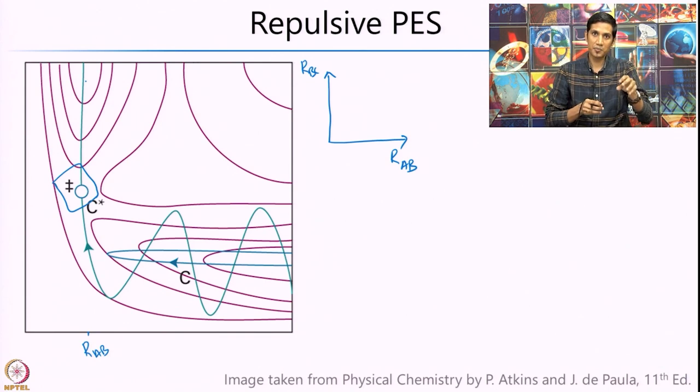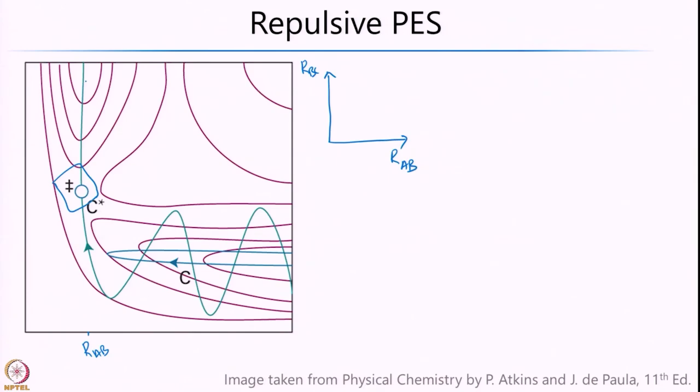As a result, the products you encounter are in the ground state, compared to the attractive potential energy surfaces, where the products were in the vibrationally excited state. So these are the opposite sides of the spectrum, one can think of it like that. I hope this gives you an idea of what repulsive and attractive potential energy surfaces are. With this, we shall stop this lecture, and in the next lecture, we shall look at a couple more examples of potential energy surfaces. Thank you.